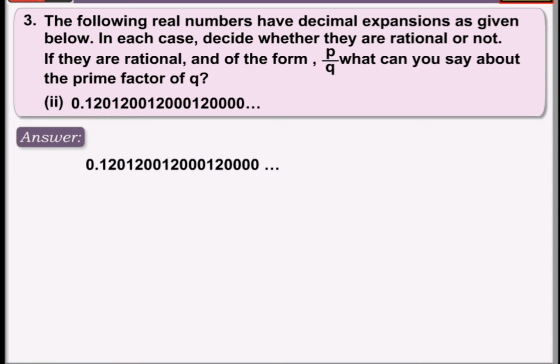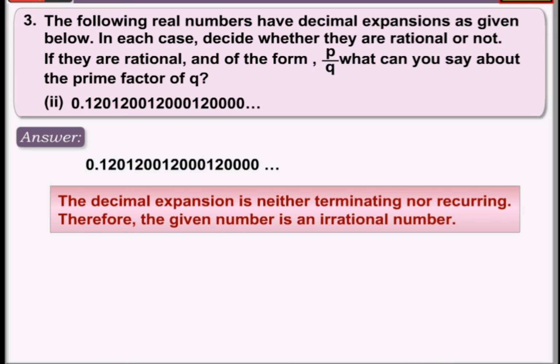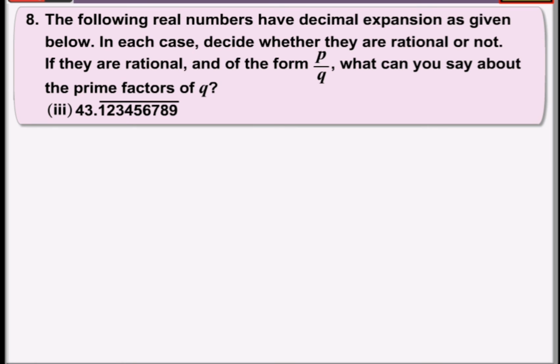Answer. 0.120, 1200, 12000, 1200000, so on. Now here, the decimal expansion is neither terminating nor recurring. Therefore, the given number is an irrational number. Number 3. 43.12345678 bar.